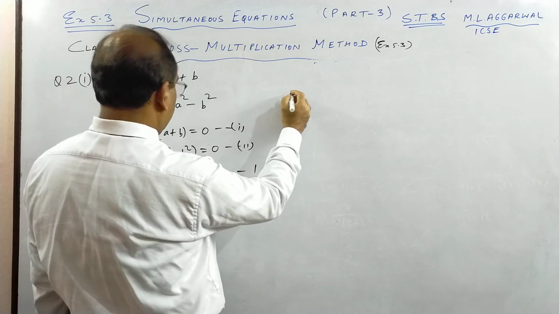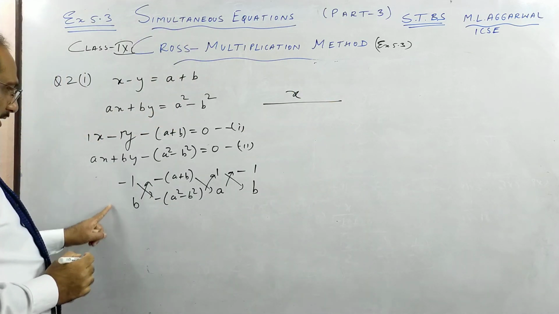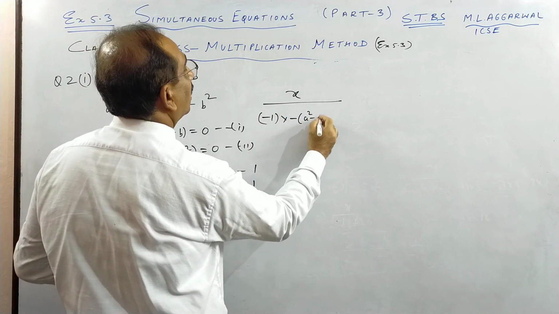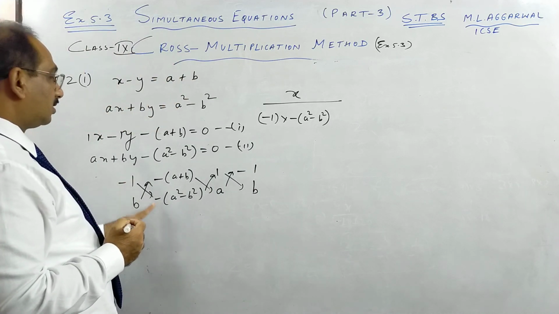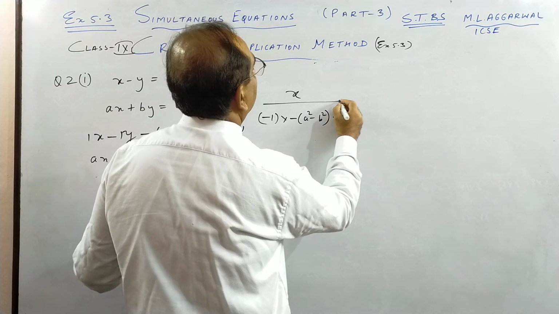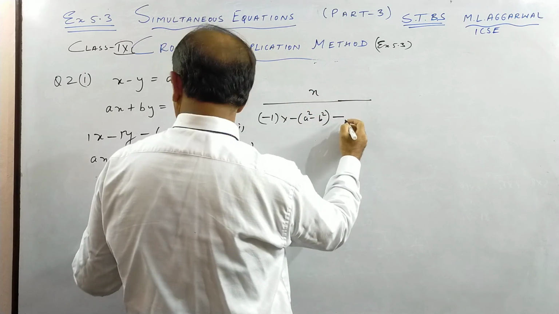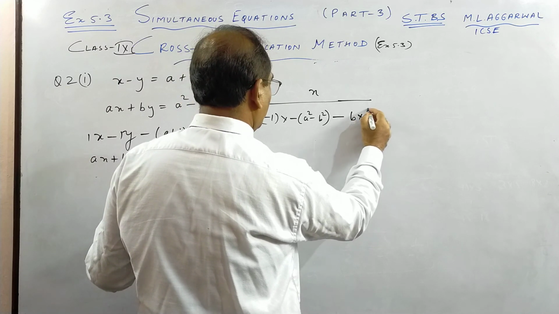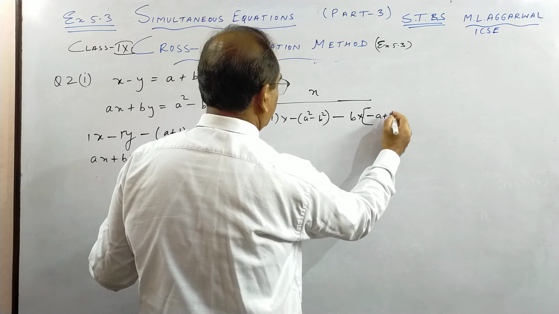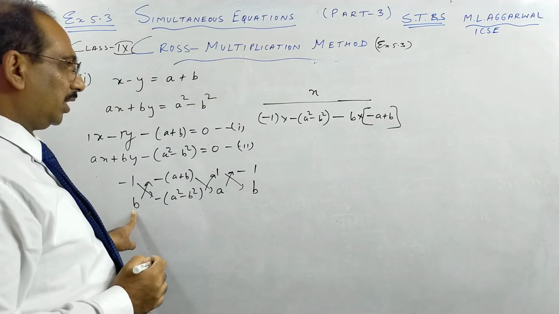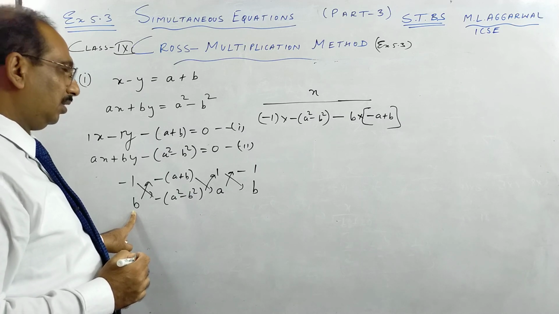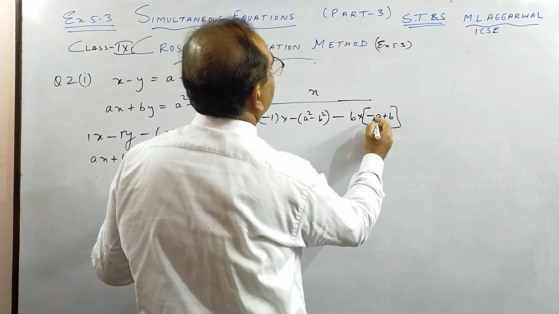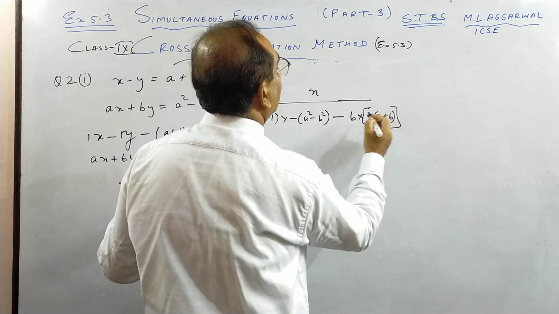Okay. So we get x by, see, this into this, minus 1 into minus a square minus b square. This into this, minus, okay, minus b into minus a plus b. Okay, here remember b into, so this is what it will be.